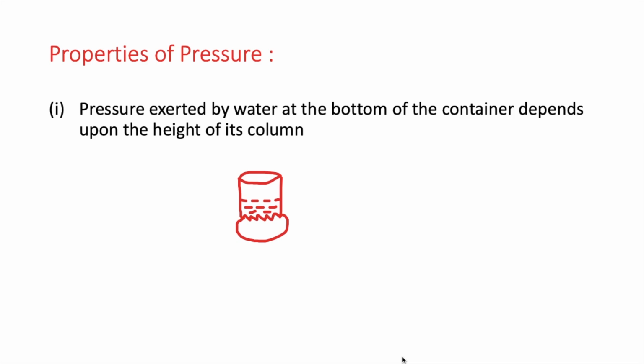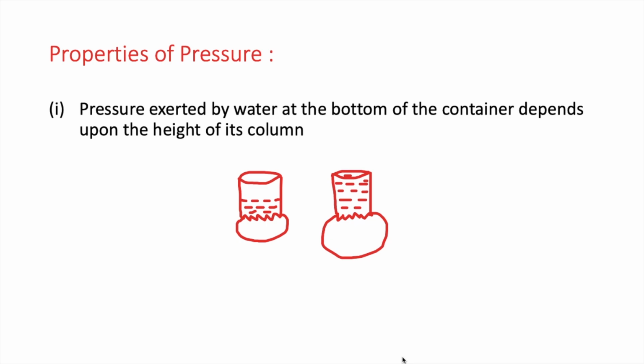Now we are going to increase the amount of water in the tube. With increase in height or increase in quantity of water, the bulge in the balloon also increases, demonstrating our first property that pressure exerted by water at the bottom of the container depends upon the height of its column. The pressure increases with the height and decreases with decrease in height in the tube.